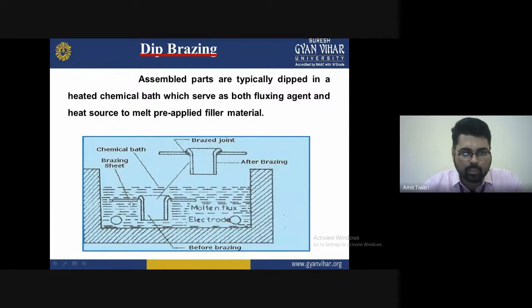So what happens is, there are two sections here, one on the left and one on the right. Before the brazing operation there are two sections, and after the dip brazing you can find that they are completely joined into a single piece in a single operation.